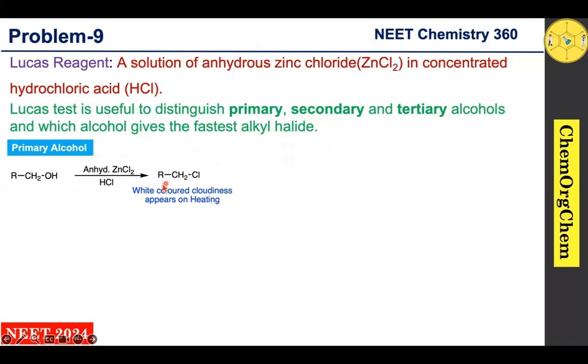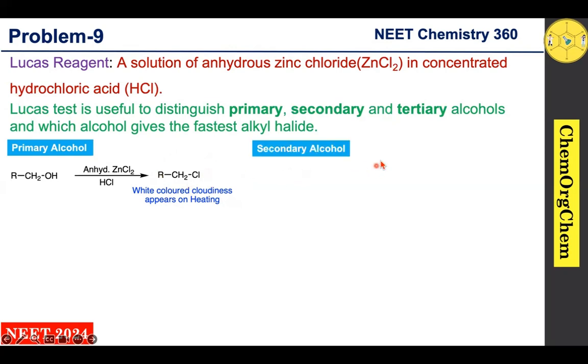it should produce the corresponding primary alkyl chloride. However, this reaction doesn't take place at room temperature. However, when you heat this reaction mixture, it produces white colored cloudiness. So the reason for the white colored cloudiness is the formation of primary alkyl chloride.